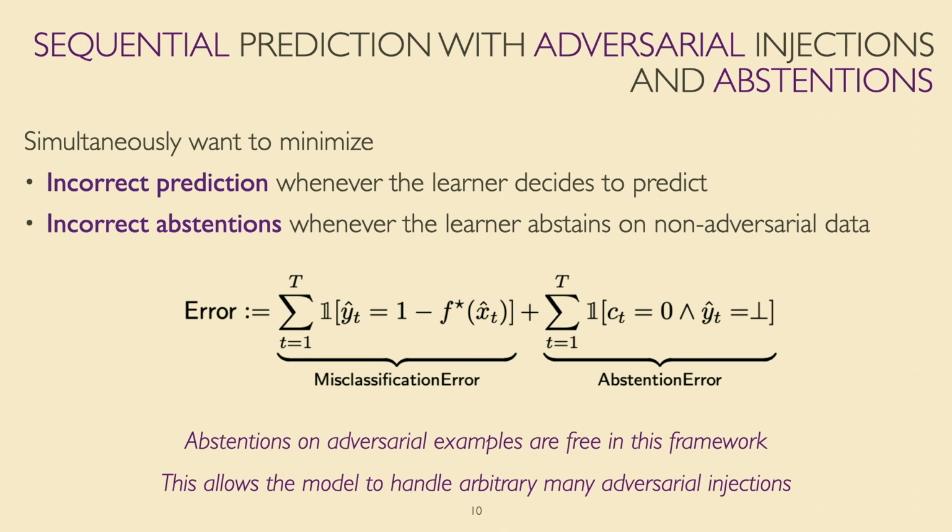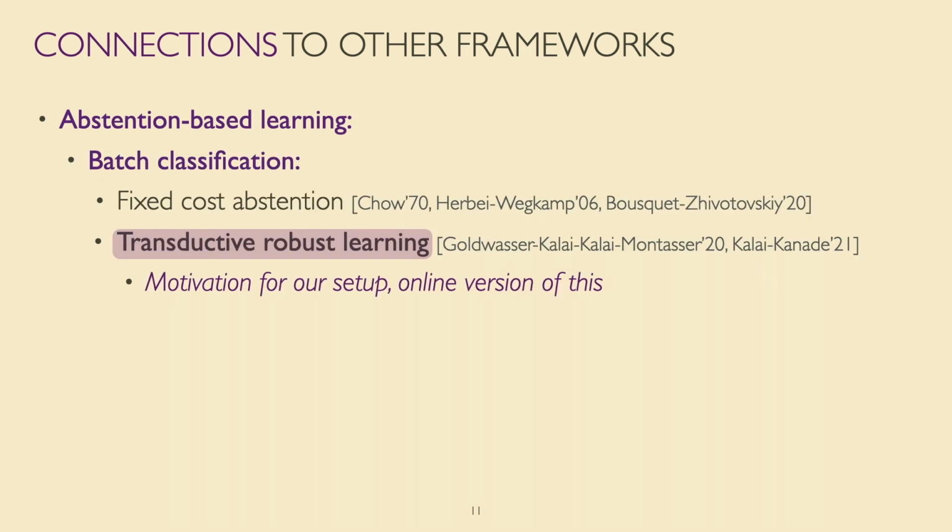Okay, so before I go into algorithms, let me say some connections, because this has a lot of connections with a lot of things that we are discovering over time. Maybe there's more connections. There's been a lot of work on abstention-based learning, just generally having this abstention option in basic binary prediction. A lot of this has been studied in batch classification, where you assign a fixed cost of abstention, usually less than half, and then you decide whether you want to abstain, and you can hope to get better guarantees.